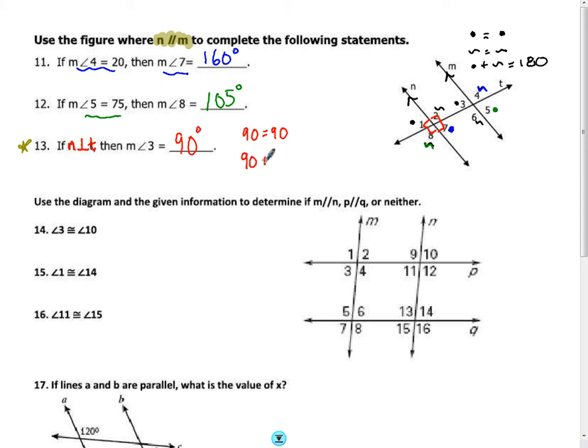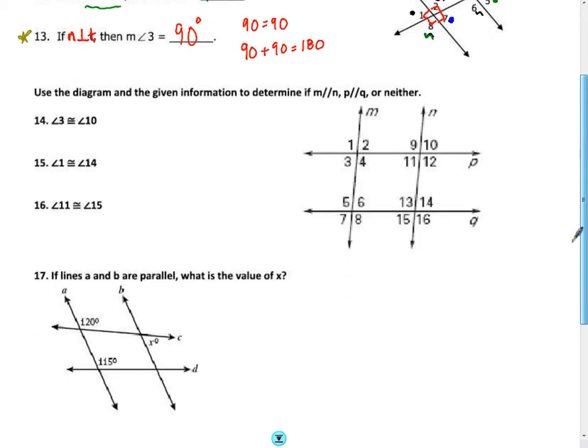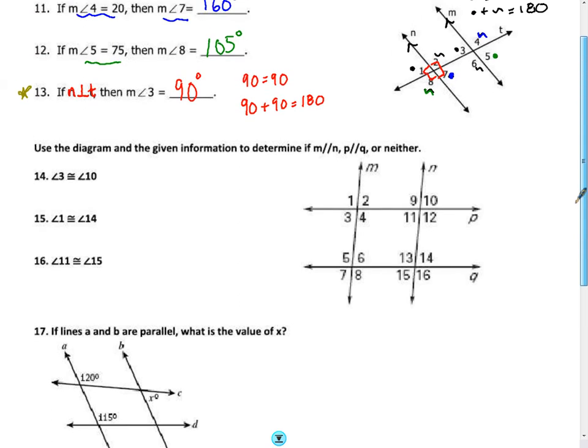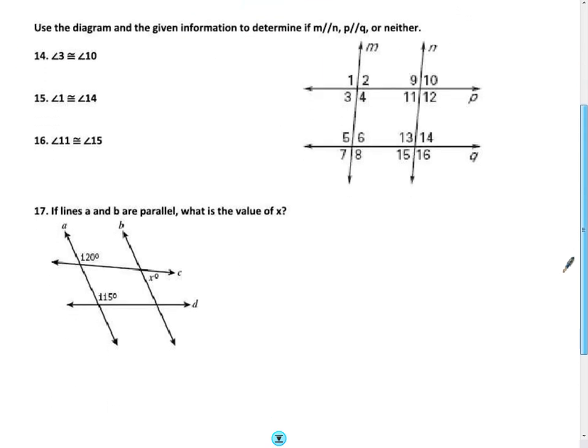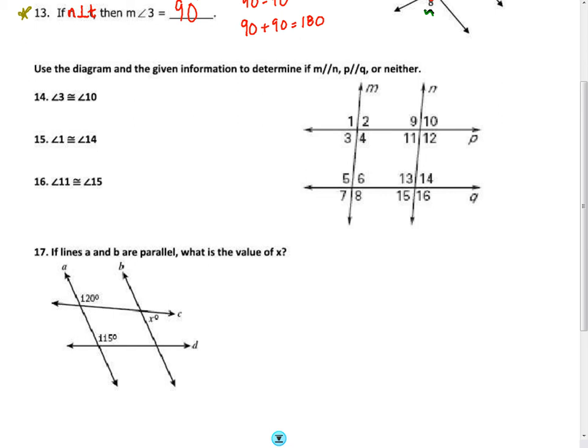Okay? So we're going to look at a couple more examples that are a little bit more challenging. We incorporate multiple parallel lines and transversals. So this is a tough problem because of the image and trying to understand the relationships that we're looking at here. I'm going to use different highlighters to help us visualize these relationships. So in number 14 we have angle 3, which is right here in orange, and angle 10, which is right here in orange as well.